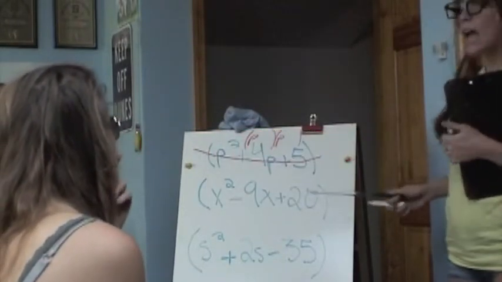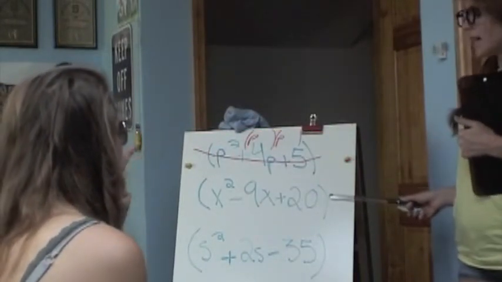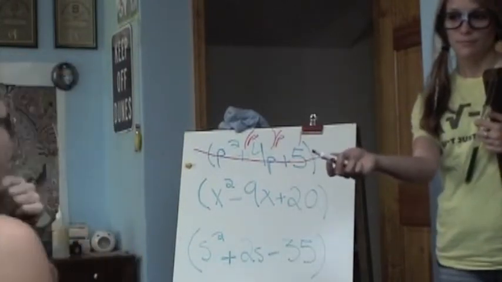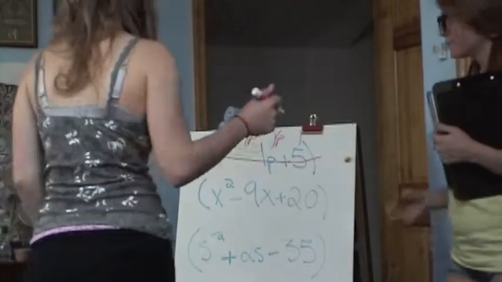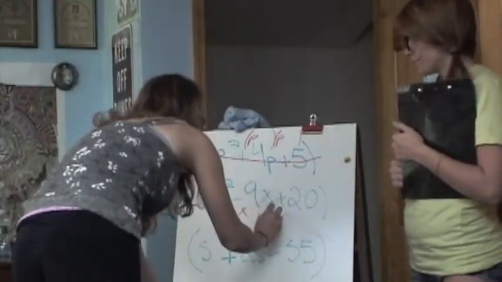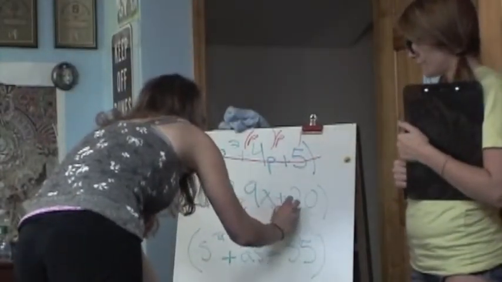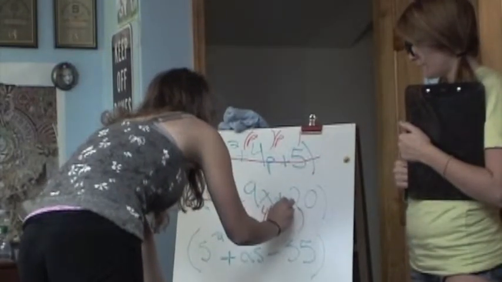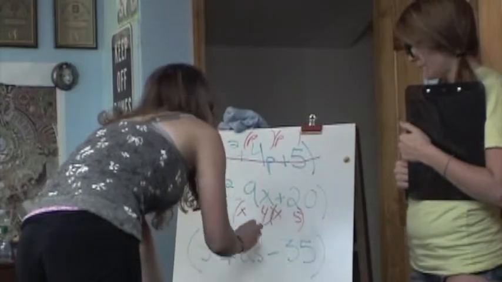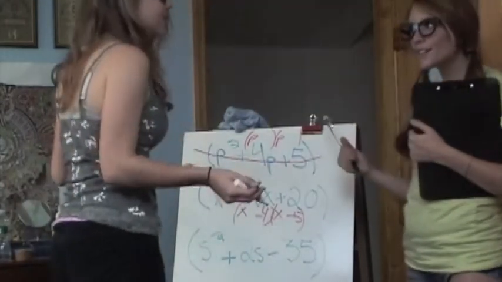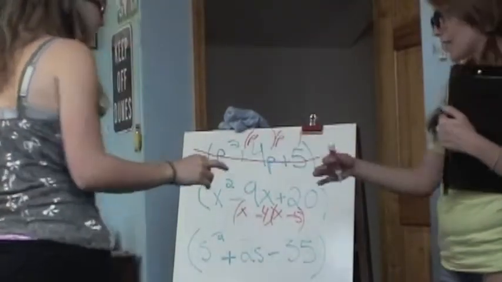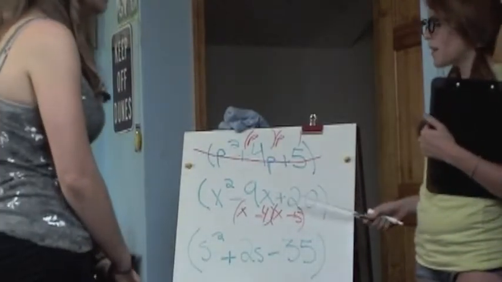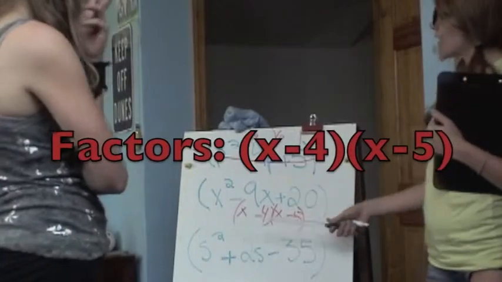Next, x squared minus 9x plus 20 is factorable. Okay, let me see. x and x. And then it would be a 4 and a 5. And they'd both be negative, so it's factorable. Correct. It is factorable. The factors of x squared minus 9x plus 20 are x minus 4 and x minus 5.